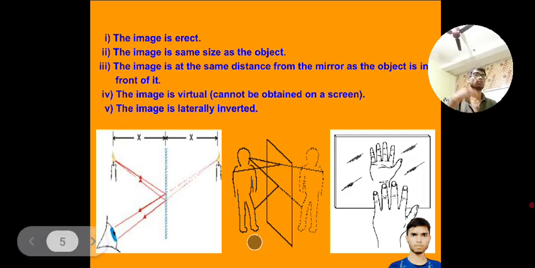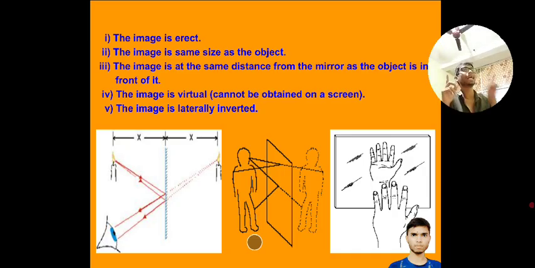Laterally inverted means this left hand of my body will appear on the right side of the image inside the mirror. The same will happen with this: this right hand will appear on the left side inside the mirror. This phenomenon is known as laterally inverted.